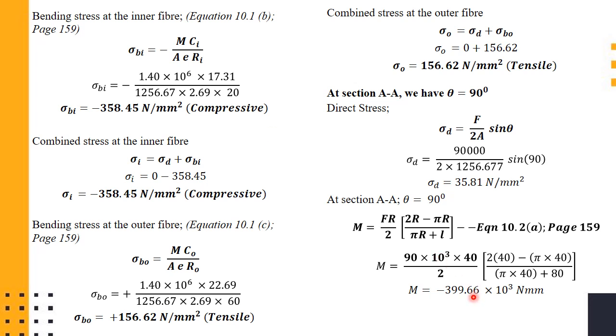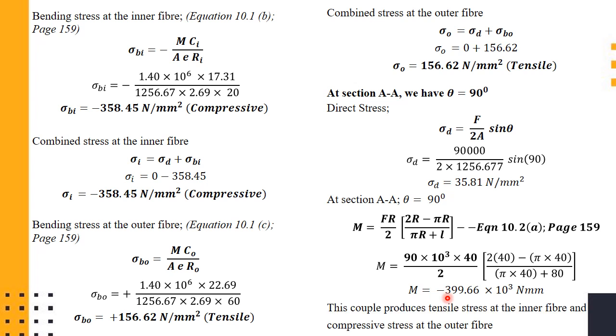This couple produces tensile stress at the inner fiber and compressive stress at the outer fiber. So we'll go ahead and calculate the bending stress at the inner as well as outer fiber at section AA.